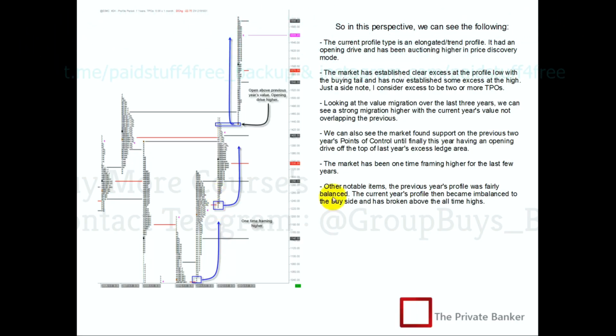In addition to these rejections, we see the market has been one time framing for the last few years. We also saw that on the price bar charts. But again, very important pieces of information occurring there, very strong trend in place.